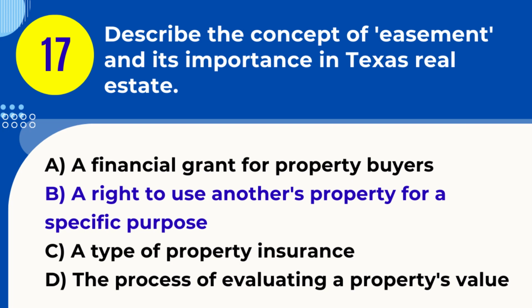Answer. B. A right to use another's property for a specific purpose. Explanation. An easement in Texas real estate is a legal right granted to a person or entity to use another's property for a specific purpose, such as accessing a road or utility line. It's important because it can affect property use and value.